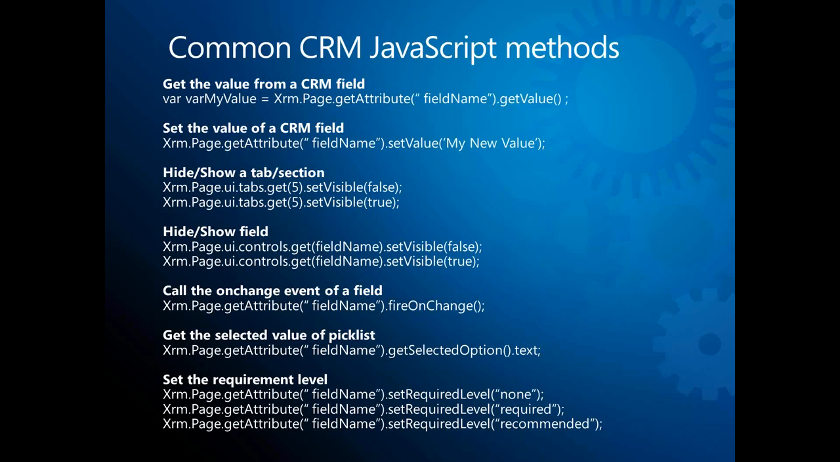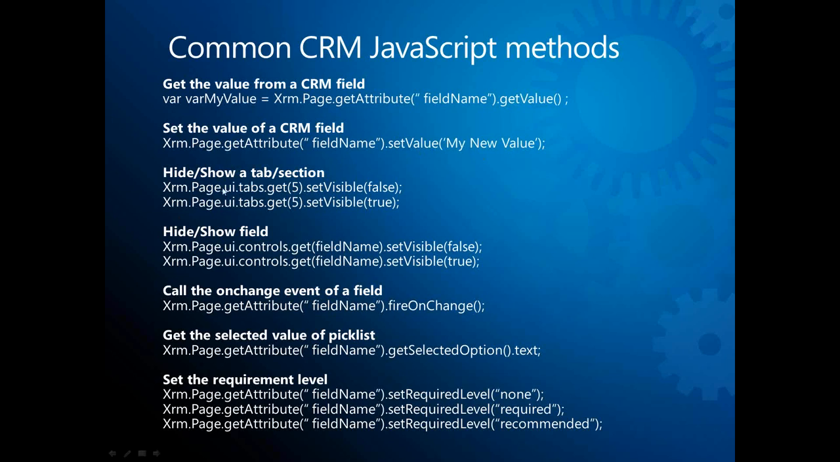How do I get a value? How do I get the value of something? How do I set a value? The way the first line reads, you've got getAttribute. What's the name of it? I'll show you how to get that. And then it's just getValue. So I'm setting it to a variable. The var is what's called a variable. The next one talks about set the value. So we're basically taking a value and setting it.